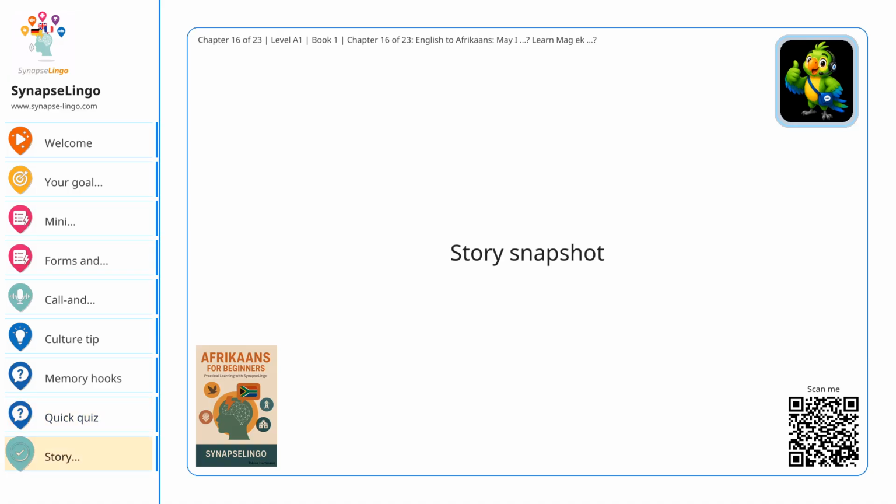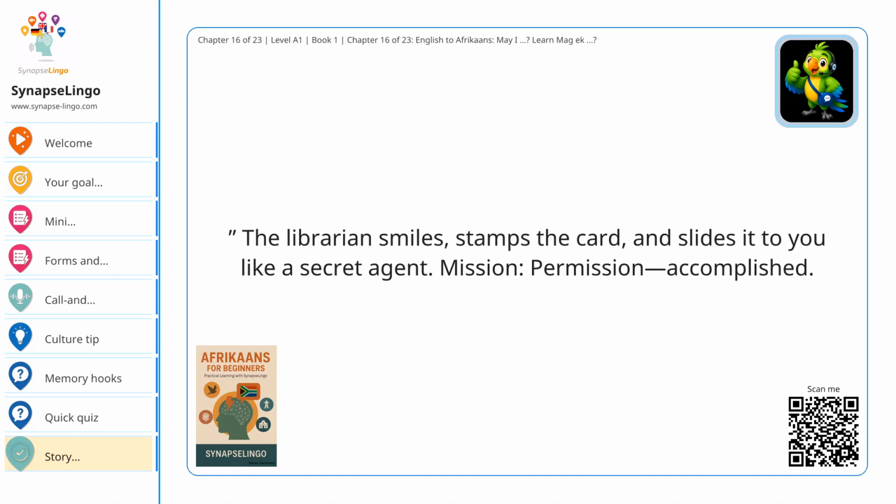Story snapshot. A tiny tale to lock in the phrase. At the library counter you whisper, Mag ek hierdie boek uitneem? The librarian smiles, stamps the card, and slides it to you like a secret agent. Mission. Permission, accomplished.